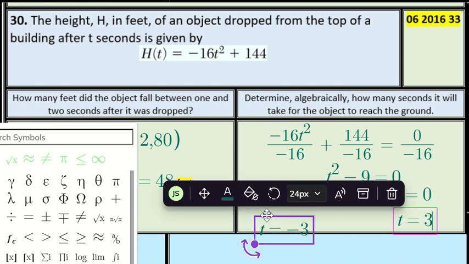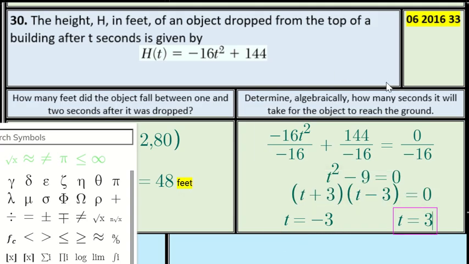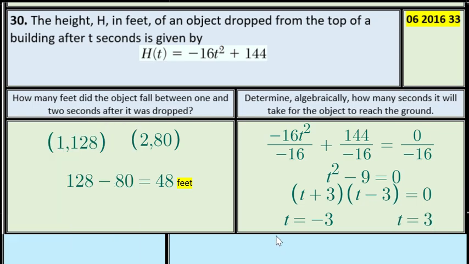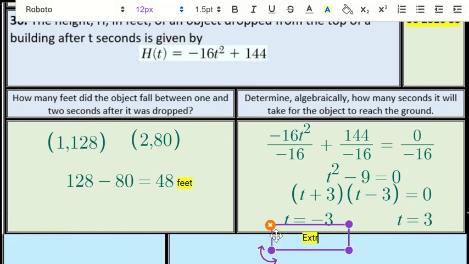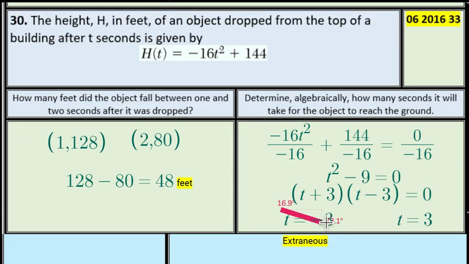Now, look at the context of the problem. It says how many seconds it will take for the object to reach the ground. At time 0, this thing's 144 feet in the air. So it was never at that negative 3 time. Our negative when it comes to time is extraneous. And what that means is I exclude this as an answer. So the only answer to this question is the fact that t equals 3.